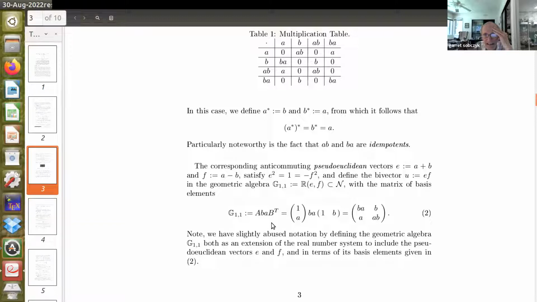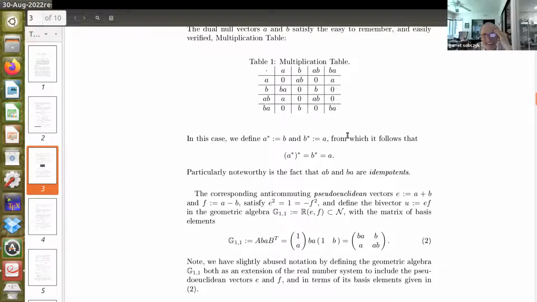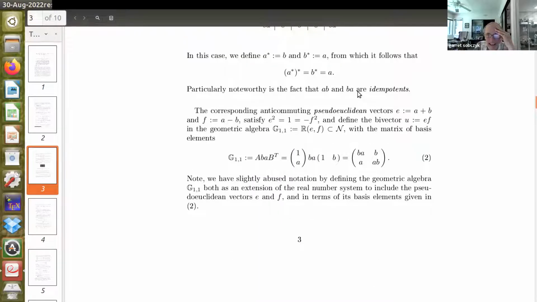Now, if you look at the properties of that, it's an idempotent. BA times BA is equal to BA. It's an idempotent. And so this is now the matrix representation of the Clifford algebra G11.